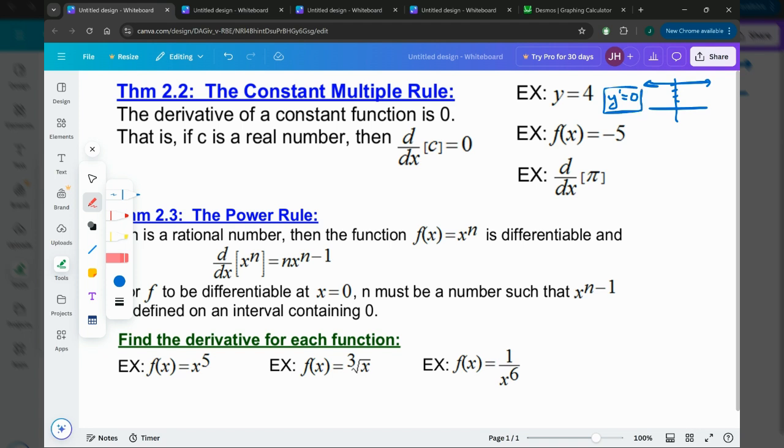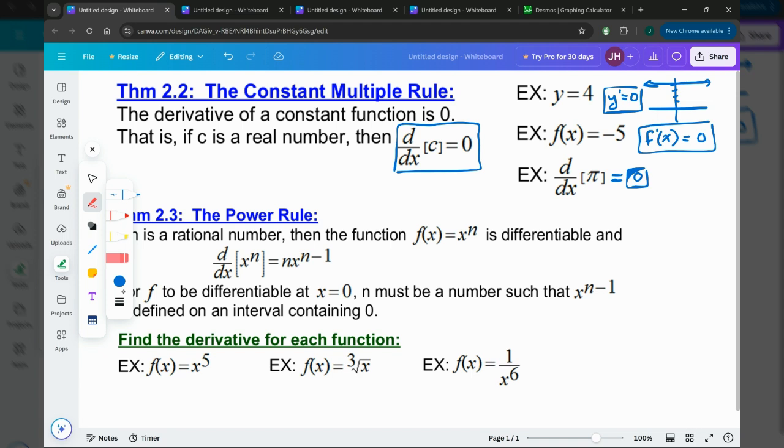Same thing on the next one. What's the derivative of a constant? Well, the derivative of f of x is f prime of x. The derivative of negative 5 would be 0. What's the derivative with respect to x of pi? Well, pi is a constant. The derivative of a constant is 0. Right here's the rule: the derivative of a constant is 0 because a constant represents a horizontal line, and the slope of a horizontal line is 0.